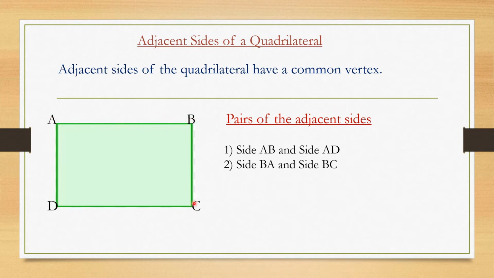And the third pair: side CB and side CD. And the fourth one: side DA and side DC. These are the pairs of adjacent sides.